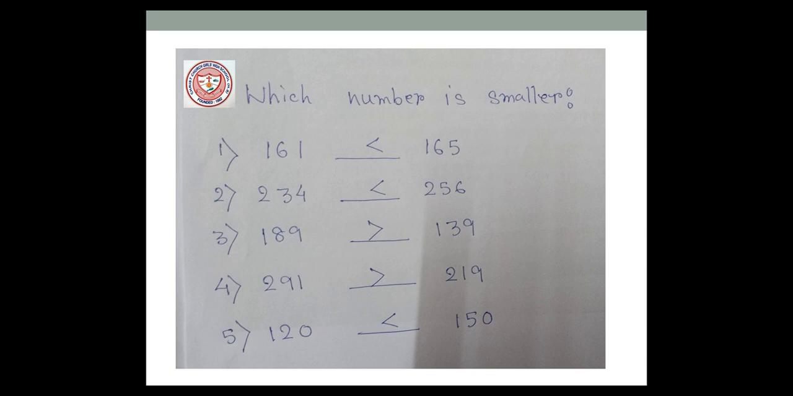189 and 139. Here 139 is smaller than 189, and that's why the alligator's open mouth is towards the bigger number, and that is 189. 291 and 219. Here 291 is bigger than 219. 120 and 150. 150 is bigger than 120. Hope you all understood, and I hope you remember the equal to sign.